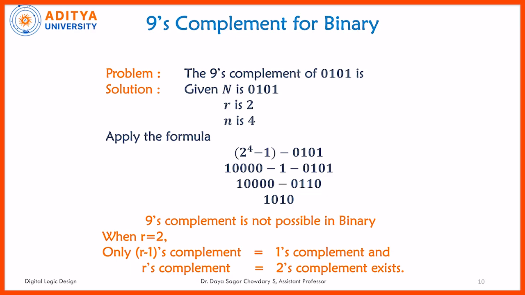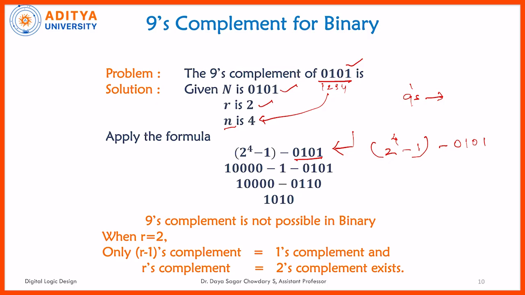Now coming to the other problem, for binary. If we go for binary, the digit 9 is not there in binary. So with the help of this formula we will proceed with the operation. Here r is 2, so we consider r to the power of n: 2 to the power of 4, minus 1, minus the given data, 0101. Here capital N is the given data, the radix is 2 in binary, and n is 4 because there are 1, 2, 3, 4 total 4-bit digits. That is why it is r to the power of n minus 1 minus the given data.